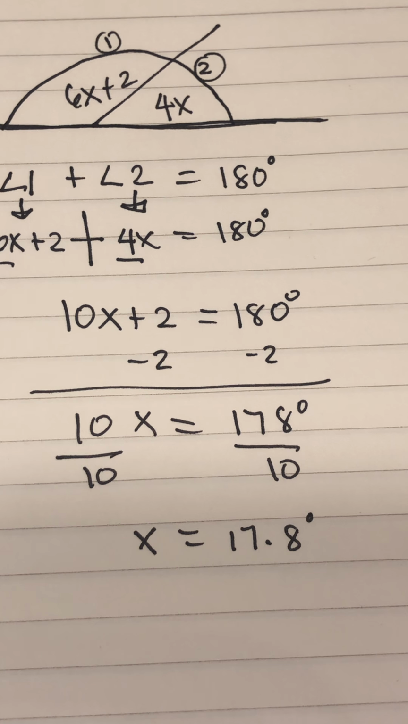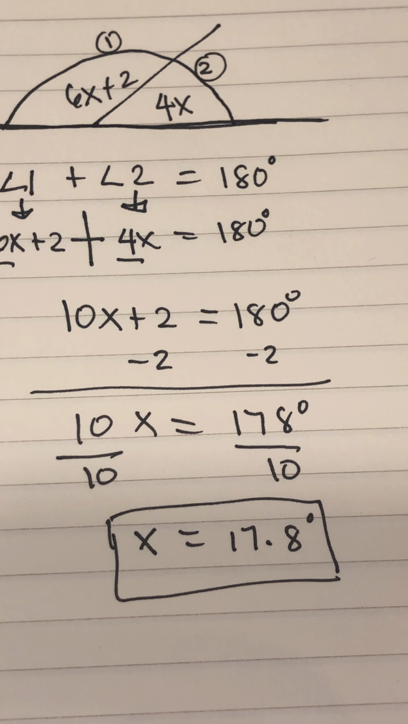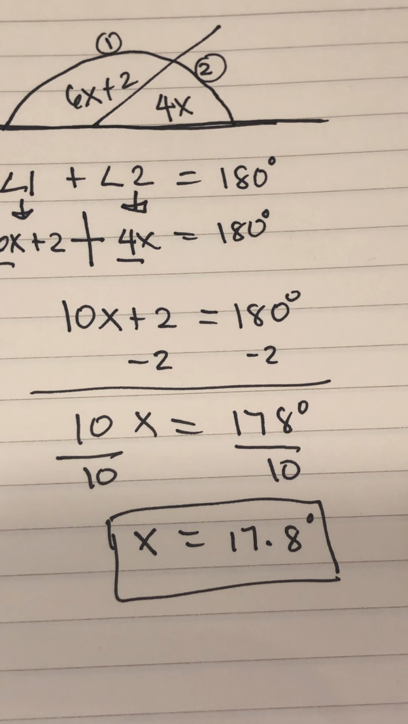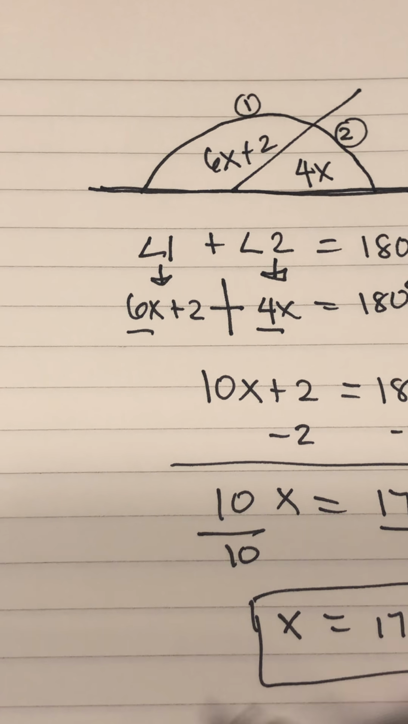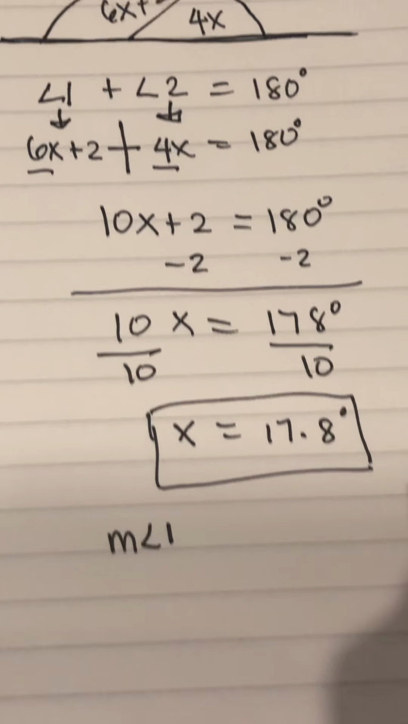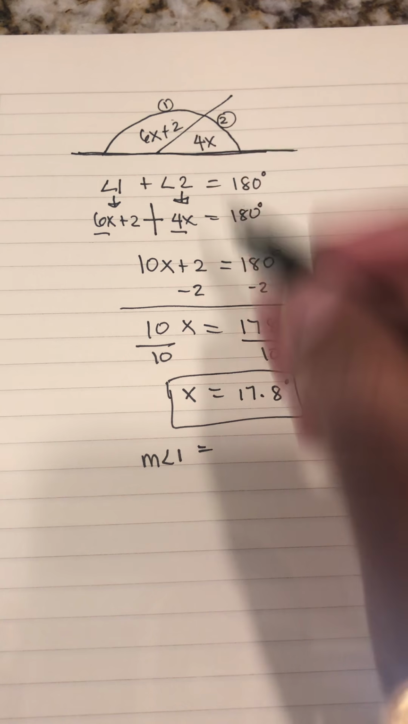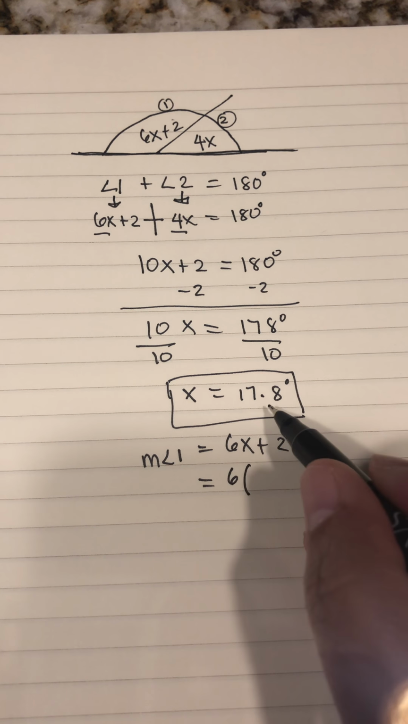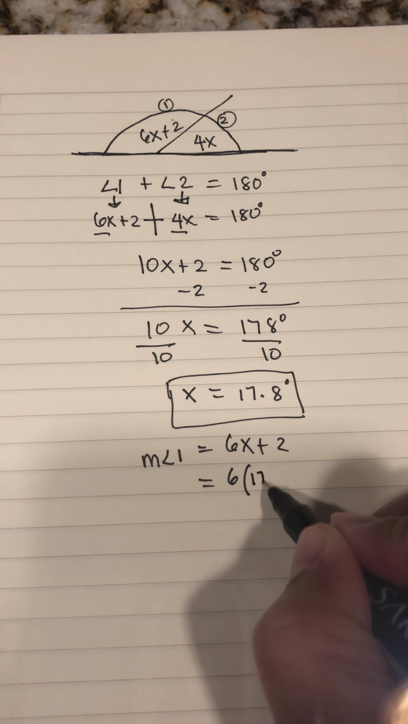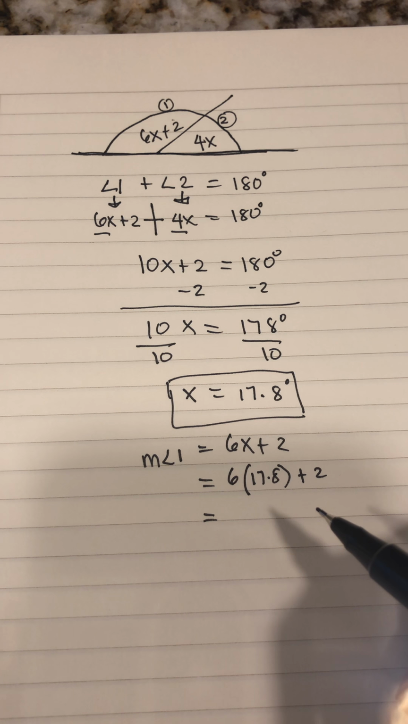17.8 degrees. Again, if in the test I just simply say solve for x, you're done already. You stop right here. But then if I would say what is the measure of angle 1? So now you have to go back to the expression that we use for angle 1. So the measure of angle 1 is equal to 6x plus 2. And then you would do 6 times x is 17.8 plus 2.